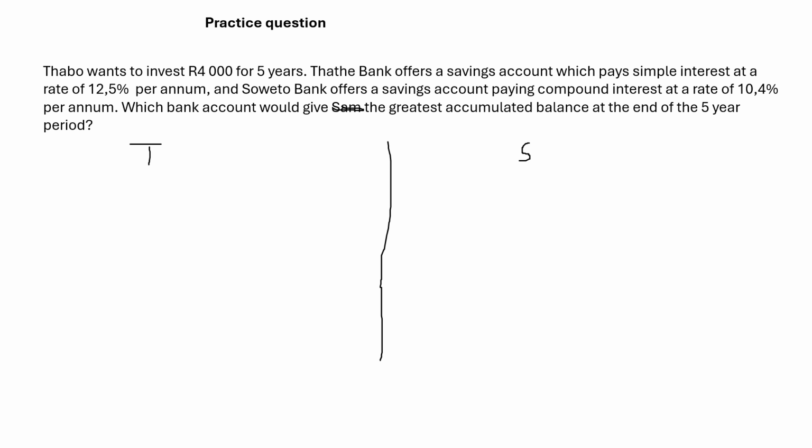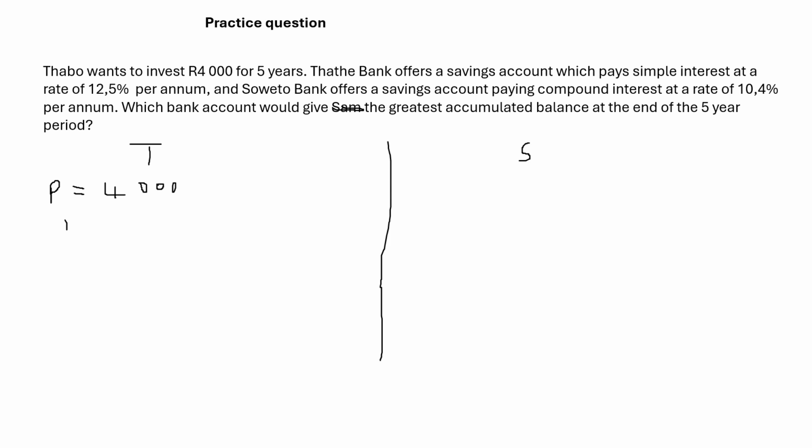Now, the first thing that I always advise is to take out what's given. So we know we're given a principal amount of 4,000, meaning our P for both banks will be 4,000. That's the principal amount that Tavo is having.